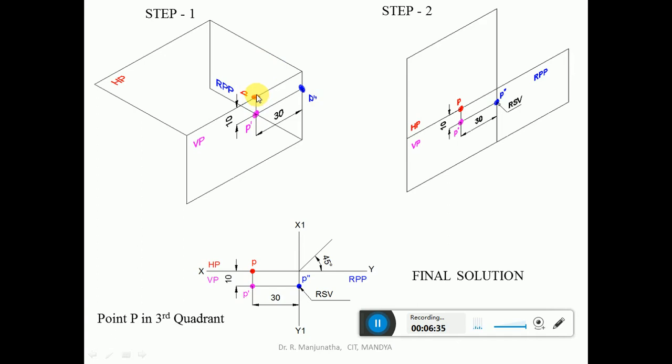And now we are trying to solve the problem by considering the third quadrant. So it is in the third quadrant, the condition is behind VP, so obviously it should be behind RPP. Behind RPP means it is the right side view. So when you look from the right side view, we can see the distance behind RPP can be seen in VP and as well as in HP.